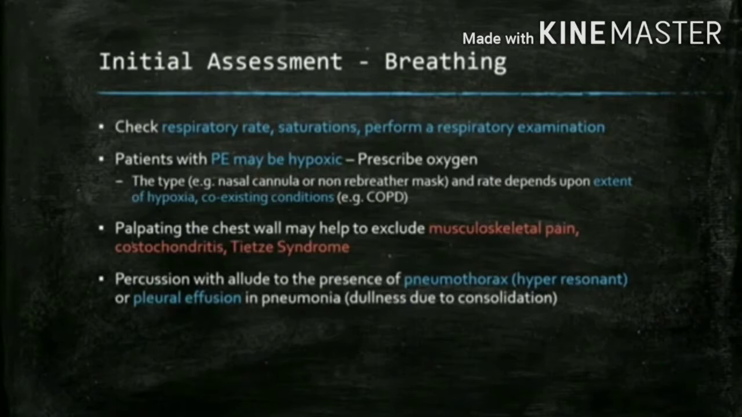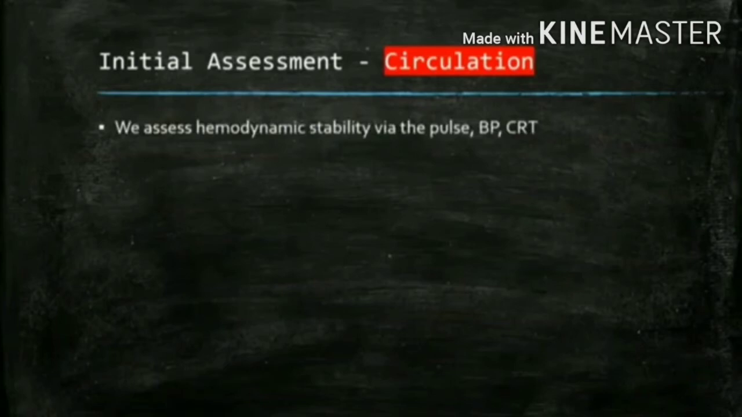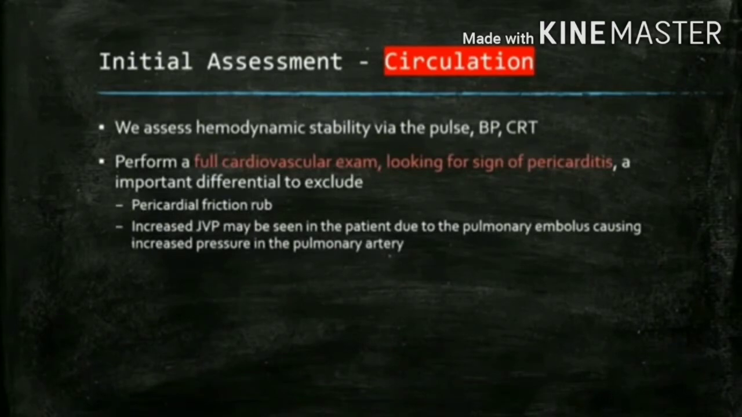pneumonia. Number 4, we will assess the circulation. We assess hemodynamic stability via the pulse or BP. Hemodynamic means we will check the blood flow mechanism, whether it is normal or not, and also perform the full cardiovascular examination looking for signs of pericarditis, like the presence of a pericardial friction rub, or increased JVP may be seen in the patient due to pulmonary embolus, because it is caused by increased pressure in the pulmonary artery.